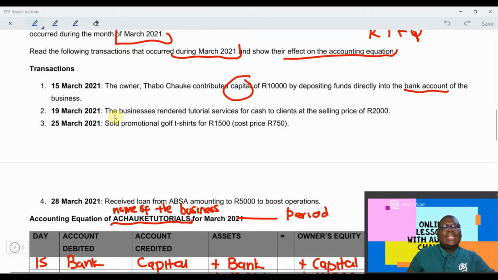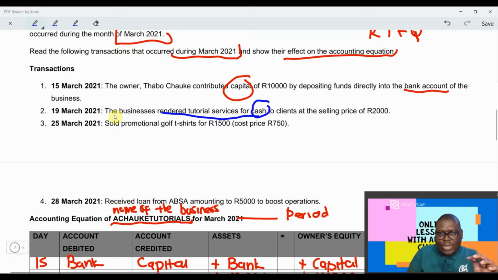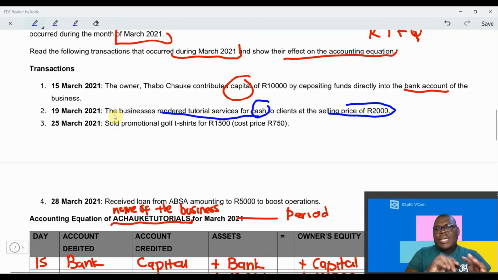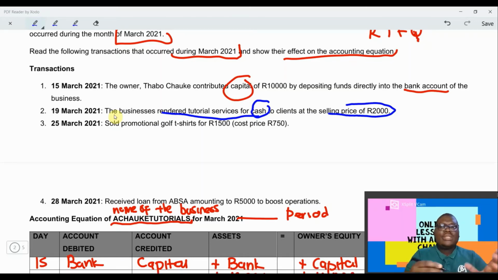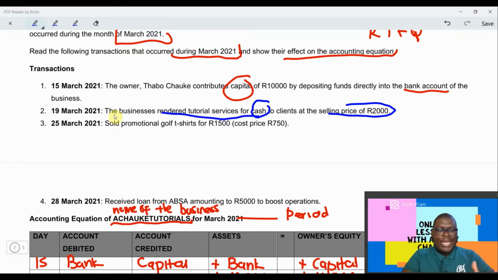They're saying on the 19th of March, the business rendered tutorial services for cash, meaning that there was some money that we were given, and they're saying we rendered those tutorial services for cash to clients at a selling price of 2,000, meaning that at the end of the day the money that we got from offering tutorials amounted to 2,000. So think about this. If I'm rendering a service to someone, which accounts are affected?